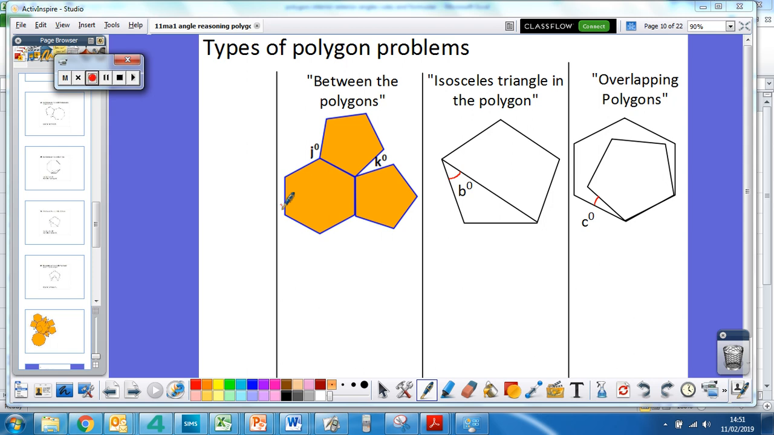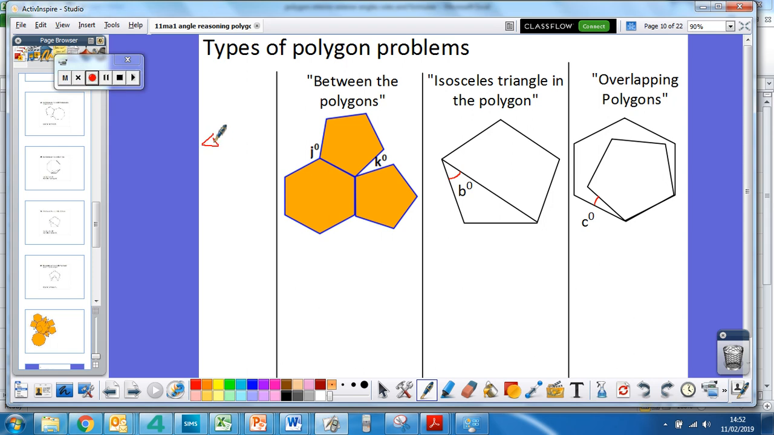For all of them, the easiest thing to do is to start filling in the angles. And the starting point for this is to think about inside a triangle, you have a total of 180 degrees. Inside a square, 360. Inside a pentagon, you have 540. A hexagon, 720. A septagon or a heptagon has got 900. An octagon has 1080. A nonagon has 1260. And a decagon has 1440.